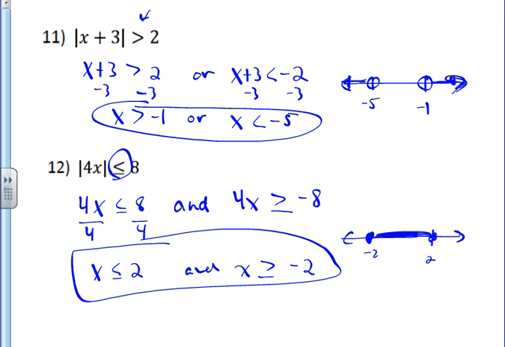And that's how you go through and solve absolute value inequalities. Always make sure that you write two inequalities once you have the absolute value solved for.